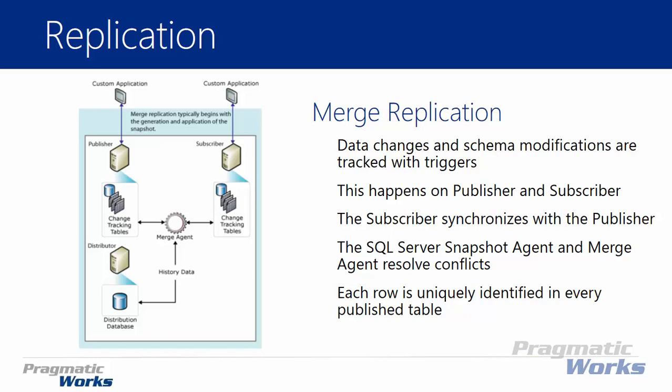In this case, any changes that take place on your publisher or subscriber are kept in sync. The SQL Server Snapshot agent and our merge agent that you'll see resolve any conflicts that take place between your publisher and your subscriber. Each row is uniquely identified in every published table. So it's going to identify and uniquely take each row and add an identifier to it within your subscriber and your publisher to avoid conflicts.